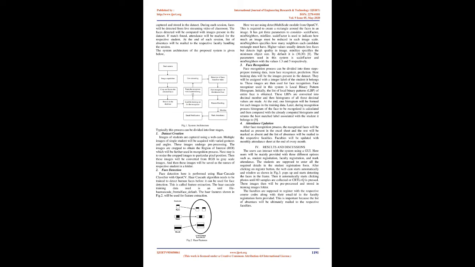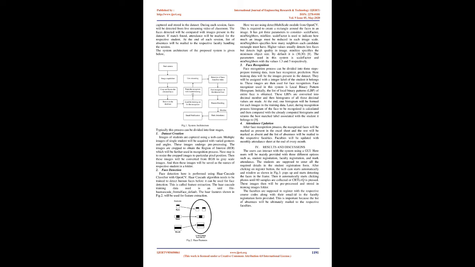Typically this process can be divided into 4 stages. 1. Dataset creation. Images of students are captured using a webcam. Multiple images of a single student will be acquired with varied gestures and angles. These images undergo pre-processing. The images are cropped to obtain the region of interest, ROI, which will be further used in the recognition process. The next step is to resize the cropped images to a particular pixel size. Then these images will be converted from RGB to grayscale images, and then saved with the names of the respective students in a folder.